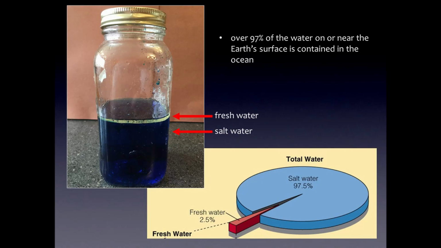Over 97% of all water on or near the Earth's surface is contained in the ocean. So that means that over 97.5% of all water on the planet is salt water. And if you look in this little jar here, the blue represents all the salt water present on the planet. The more oily looking, clear layer represents all the fresh water. So most of the water on this planet, remember 71% of the planet is covered by the world's ocean, consists of salt water.